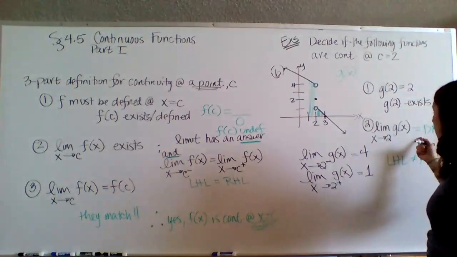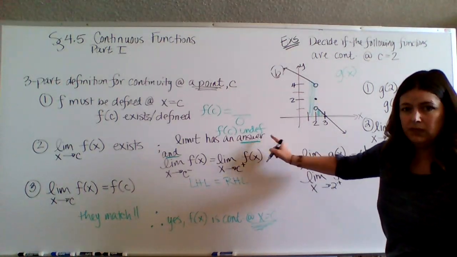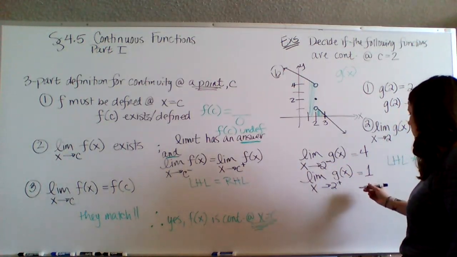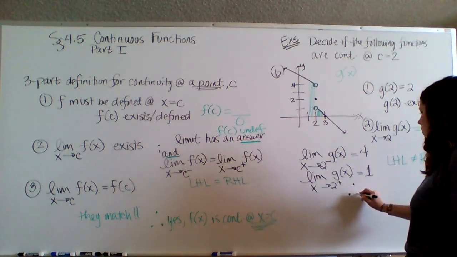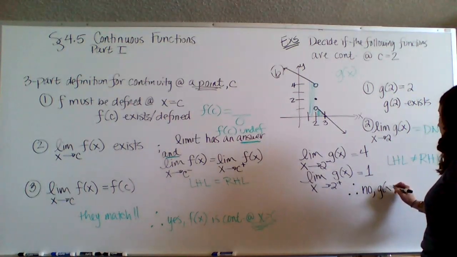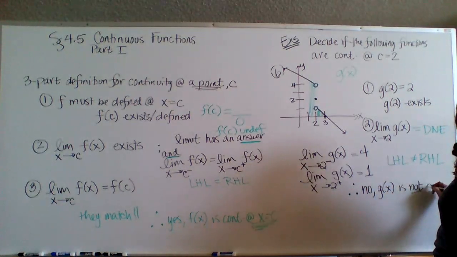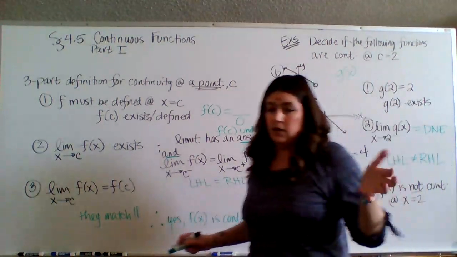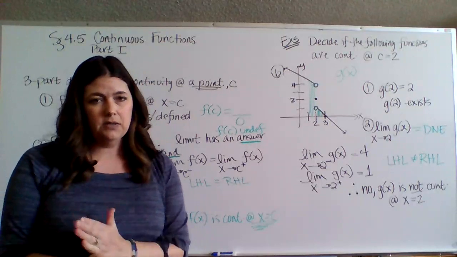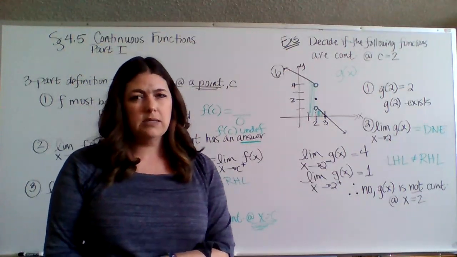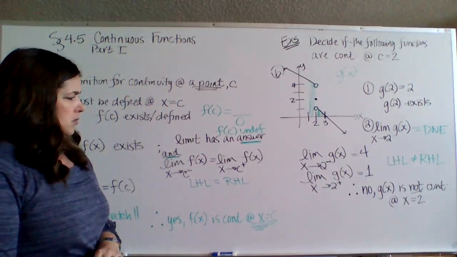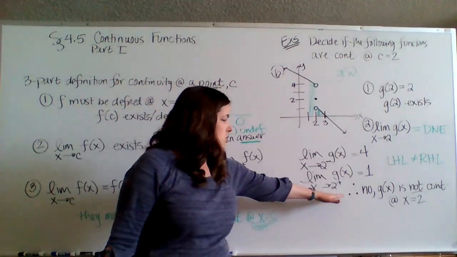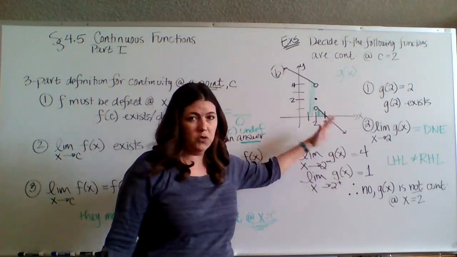So if condition number 2 is broken, because I didn't get a limit answer out, the limit does not exist, I don't need to move on. I don't need to talk about condition 3, the limit didn't even exist. So I stop as soon as I realize condition number 2 is broken. Therefore, no, g of x is not continuous at x equals 2. Again, there might be other spots where it's fine, but that spot fails the three-part definition. So you have to restate your x value. As soon as one of the parts fails, you bail and wrap it up. You can just say therefore, because all of this other work is proving that.